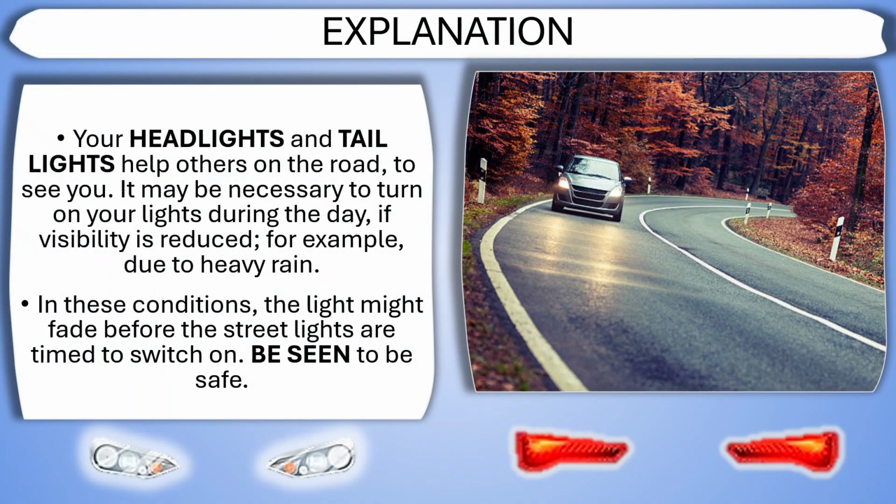Explanation. Your headlights and taillights help others on the road to see you. It might be necessary to turn on your lights during the day if visibility is reduced, for example, due to heavy rain. In these conditions, the light might fade before the street lights are timed to switch on. Be seen to be safe.